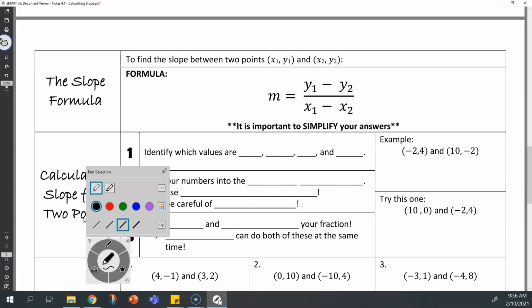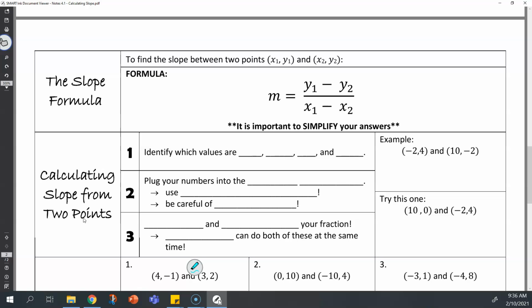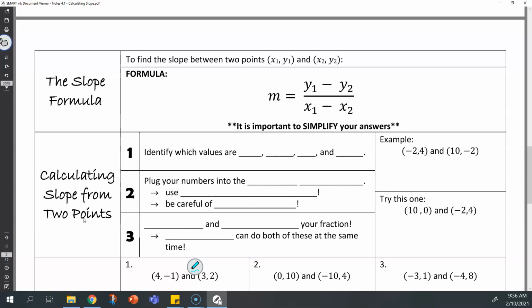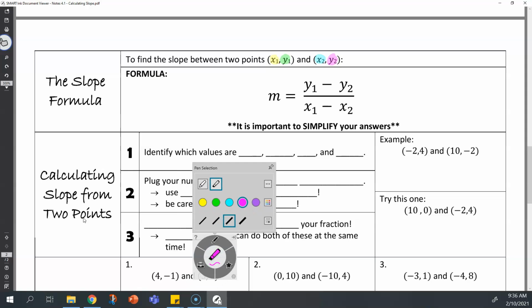Okay, and what we're going to do is we're going to use the slope formula to solve and find the slope. So to find the slope between 2 points, we are going to label those points x1, which is the x value from the first point, y1, the y value from the first point, x2, which is the x value from the second point, and y2, the y value from the second point. Okay. From there, we're going to plug those values into this formula here.